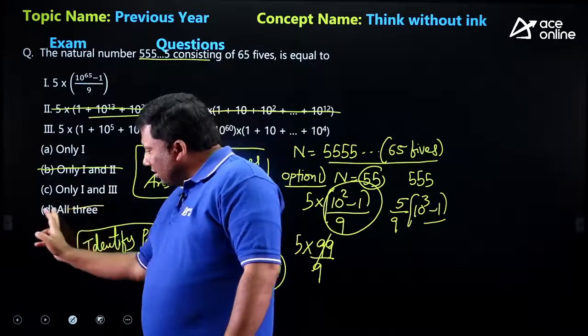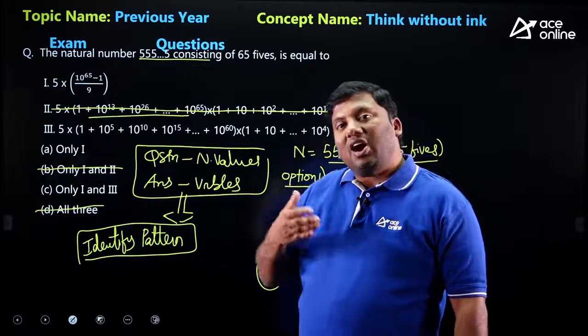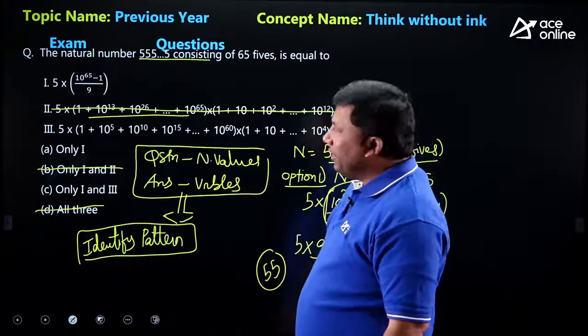Second incorrect means option D also will be incorrect, because option D is saying all 3. It cannot be all 3. I hope it is clear.